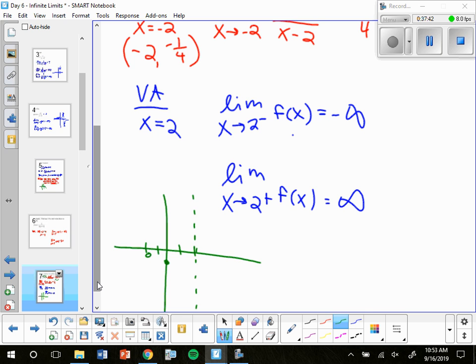I know as I approach 2 from the left, I'm going down to negative infinity. And as I approach 2 from the right, I'm going up to positive infinity. And I do not cross the x-axis. Can you sketch in the rest of that graph? I can't touch the x-axis, so that's going to have to go out like that. And here, I know I go through my y-intercept, approach my hole, but I can't touch the x-axis. That's a pretty accurate sketch of that graph.